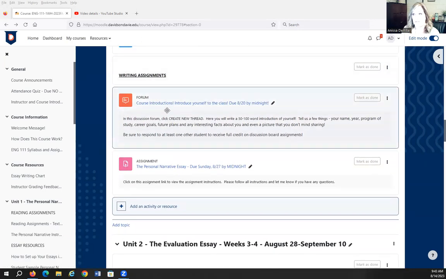For your writing assignments for this unit, you've got the course introductions. This is where you introduce yourself. This is an easy 100. You go in, you introduce yourself with about 50 to 100 words. The word counter is on, so I do see how many words you have. Please make sure you always meet that length requirement. And tell a few things about yourself. You can include a picture if you don't mind sharing. So it's your chance to introduce yourself to the class and maybe get to know each other.